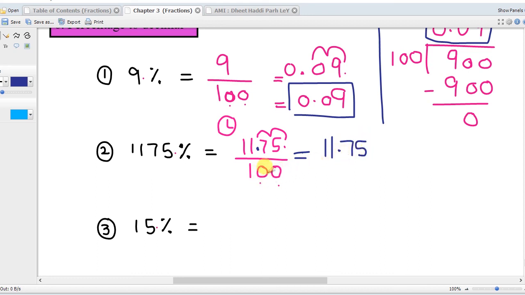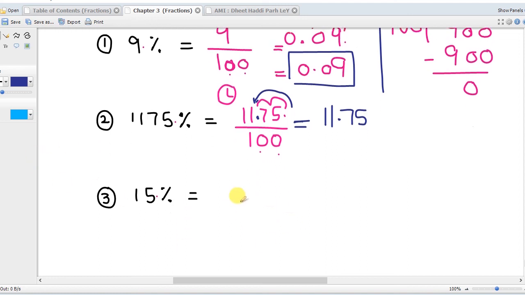Now you can ask me where this 100 should go. This 100 is basically participating in telling us the procedure to move the decimal point. So once we move this decimal point from this position to this position, this 100 has been eliminated. Okay, moving on to the last question.